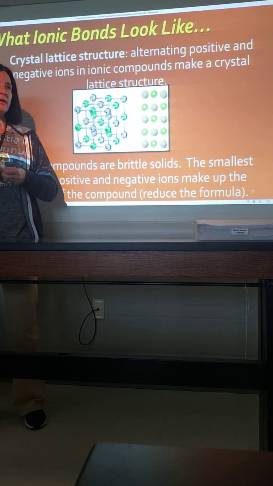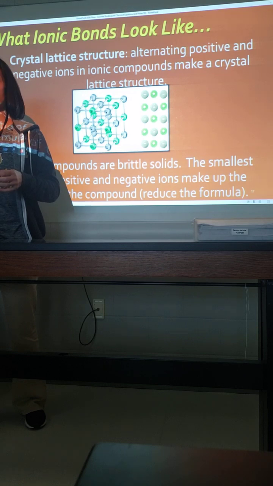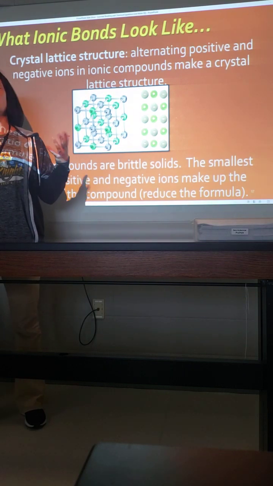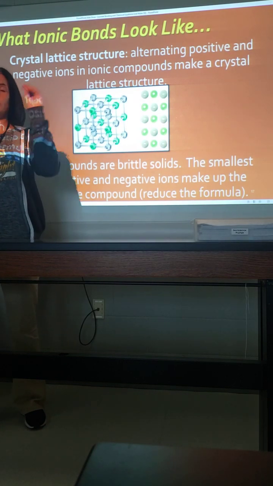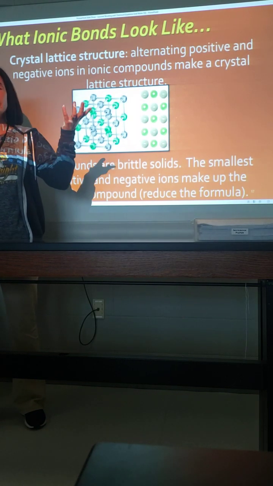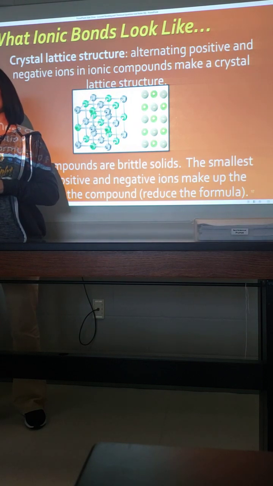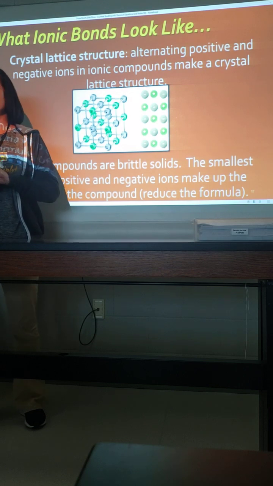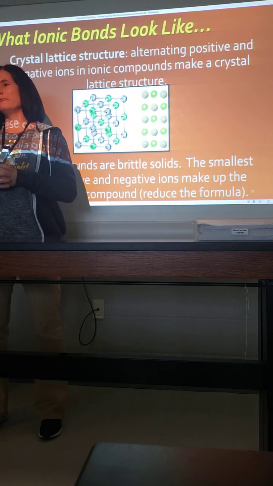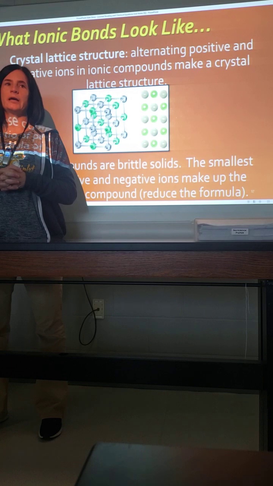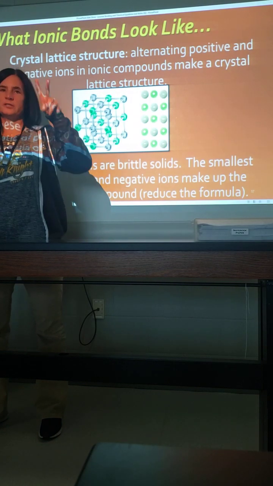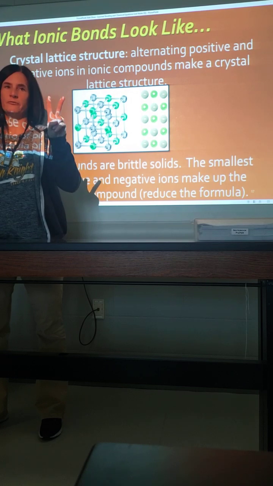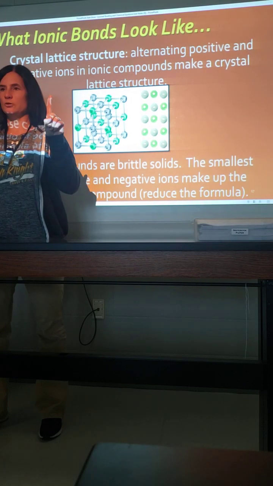But we don't write Na1,000,000 Cl1,000,000 in our formula, right? That'd be weird. We reduce it. Since it's 1,000,000 to 1,000,000, it reduces to 1 and 1, which is really just sodium and chlorine. And if we have a formula with a subscript of 4 on one and a subscript of 2 on another, that's a 4 to 2, but that's not in the simplest form. We could reduce that to a 2 to 1.